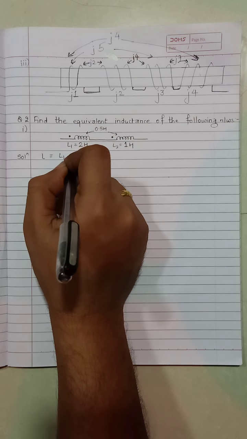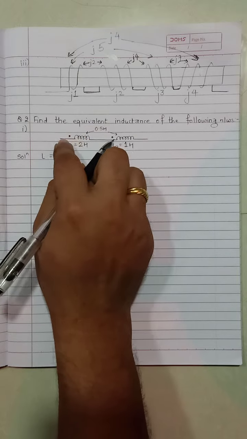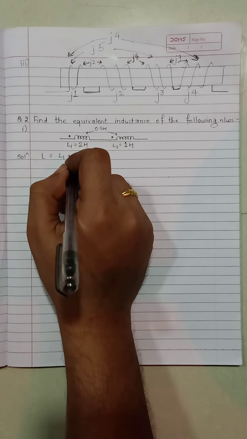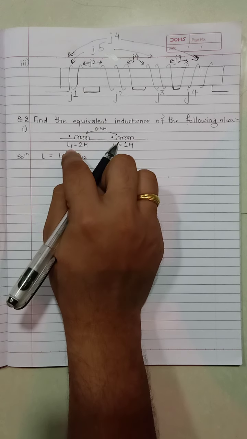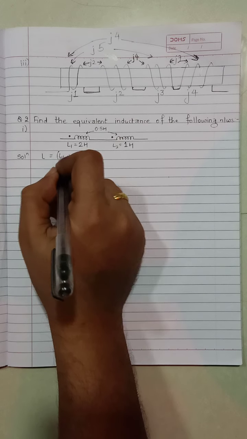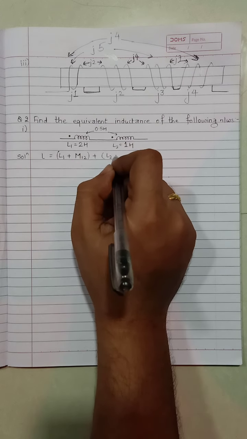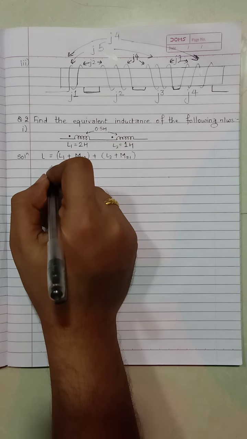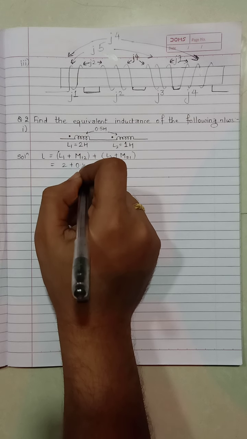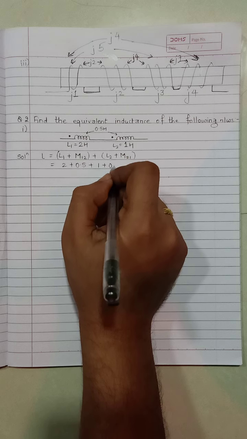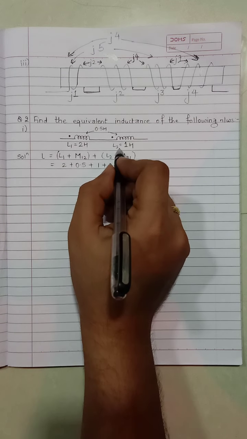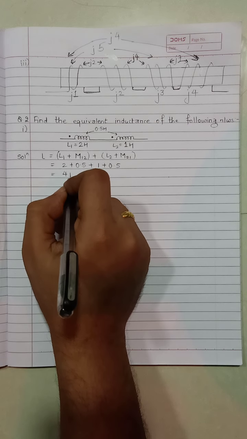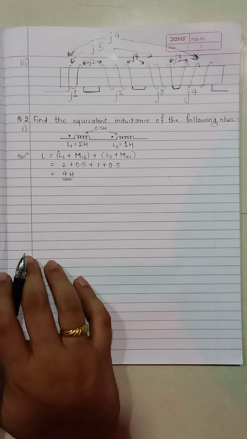So L1 plus, since it is associative, the direction of flux for both the coils is the same. So L1 plus mutual, L1 is the self and M is the mutual, plus L2 plus mutual between the two. So you'll get 2 plus 0.5 plus 1 plus 0.5. This is 1. So you'll get 3 plus 1, 4 Henry. 4 is the answer for this.